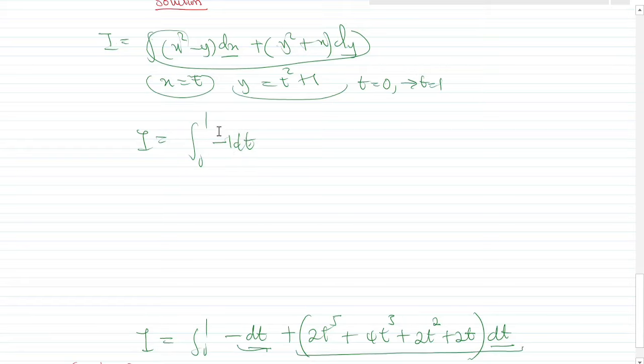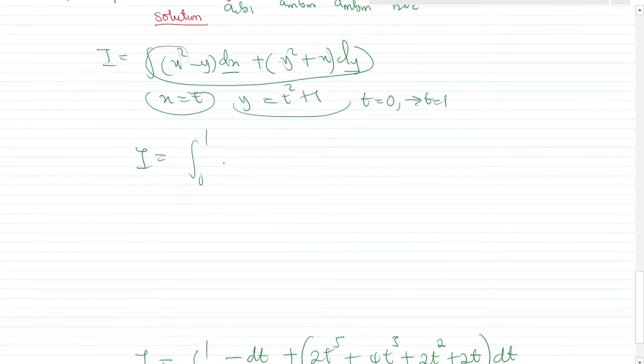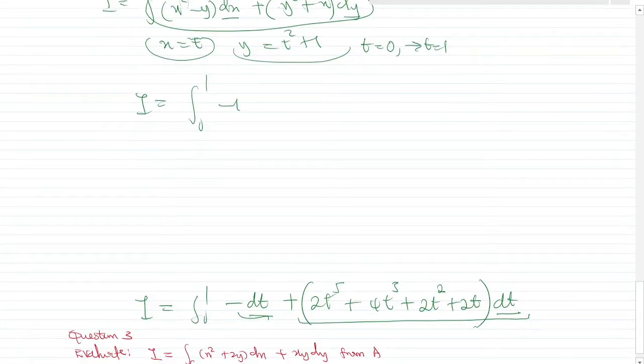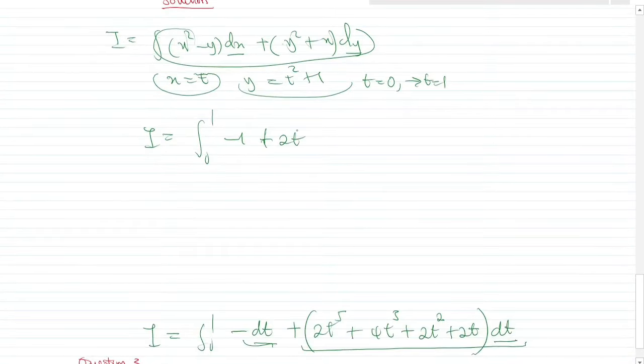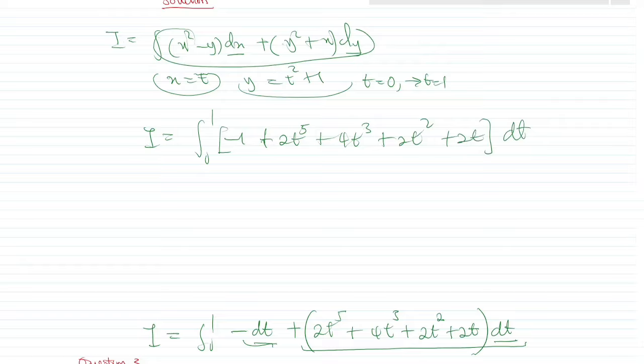You just have minus 1 for this term plus every other thing in that bracket, minus 1 plus 2t to the power of 5 plus 4t to the power of 3 plus 2t squared plus 2t, then everything dt. I hope that's clear. So after you do this, you can now integrate.